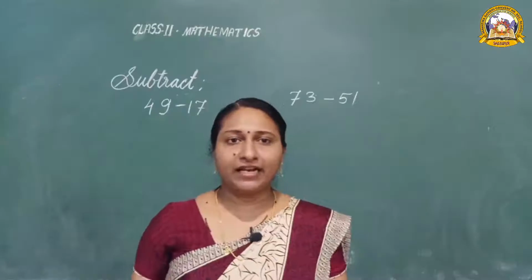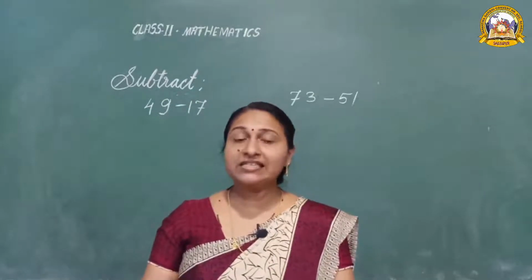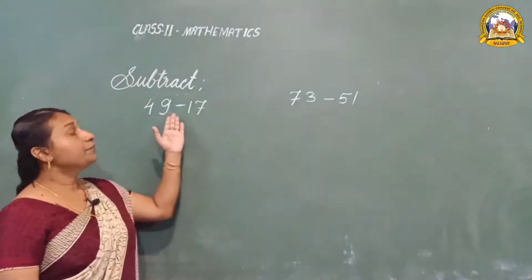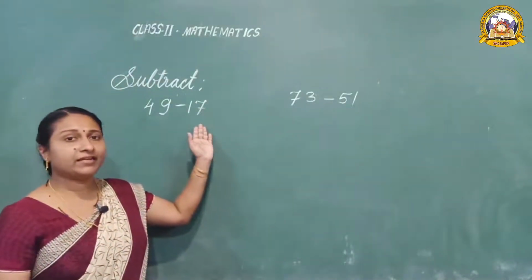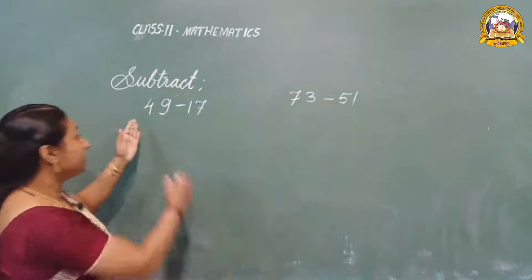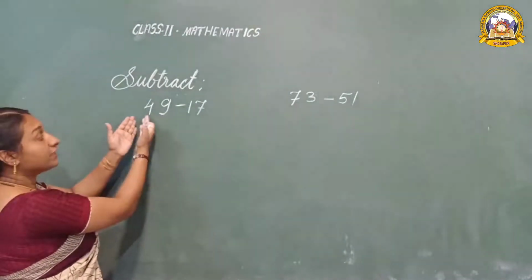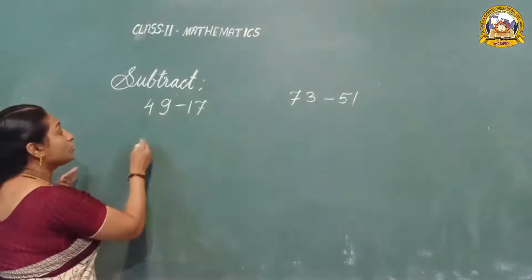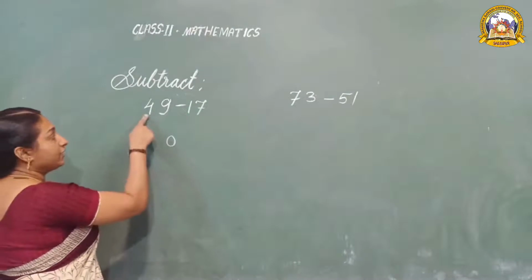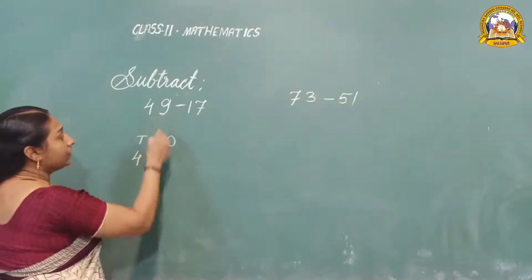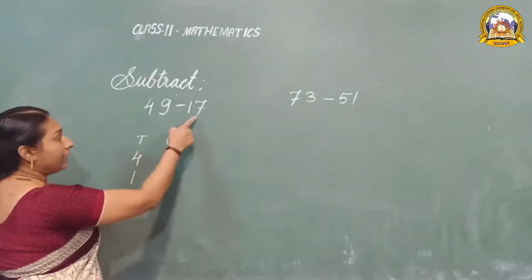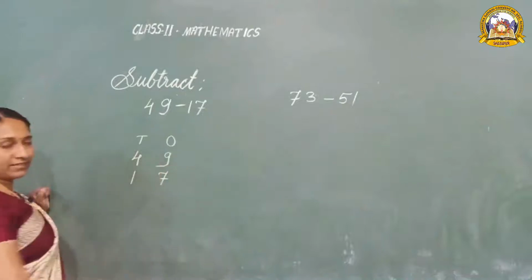Okay. Let us do some work on subtraction. Here you can see 49 minus 17. How can we write the numbers to subtract? Listen here. Here, 4 tens and 9 ones. So we have to make 2 columns, tens and ones. Here 4 tens, then 9 ones. And here 1 ten and 7 ones.